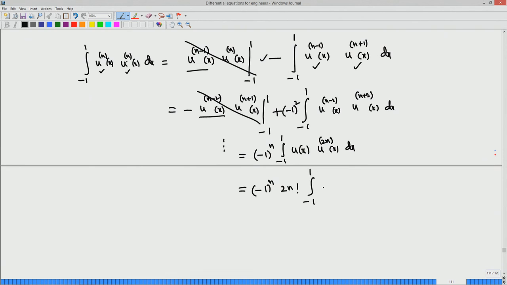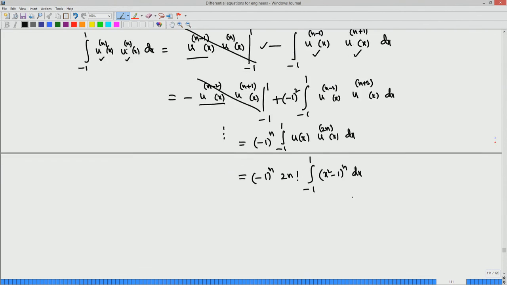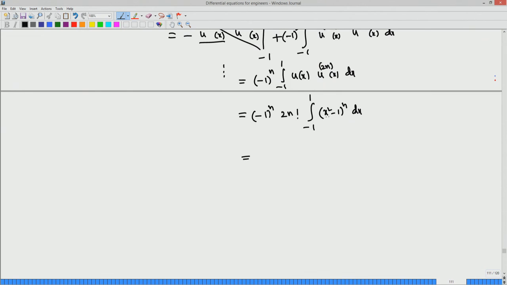to 1. What is u of x? x square minus 1 power n dx. So, this minus 1 power n, if you take it inside, 2n factorial integral minus 1 to 1, 1 minus x square power n dx.